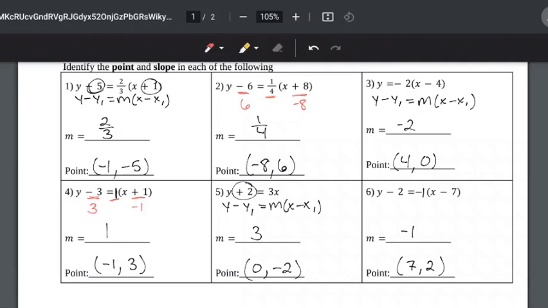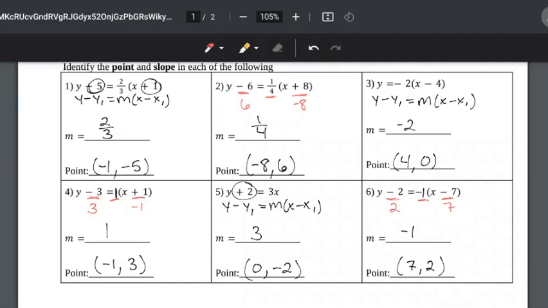For number 6, our slope is just a negative sign there. So remember, we draw a 1 in. It's invisible. We have negative 1 for our slope. And then our point is the opposite of negative 7, positive 7, opposite of negative 2, positive 2.